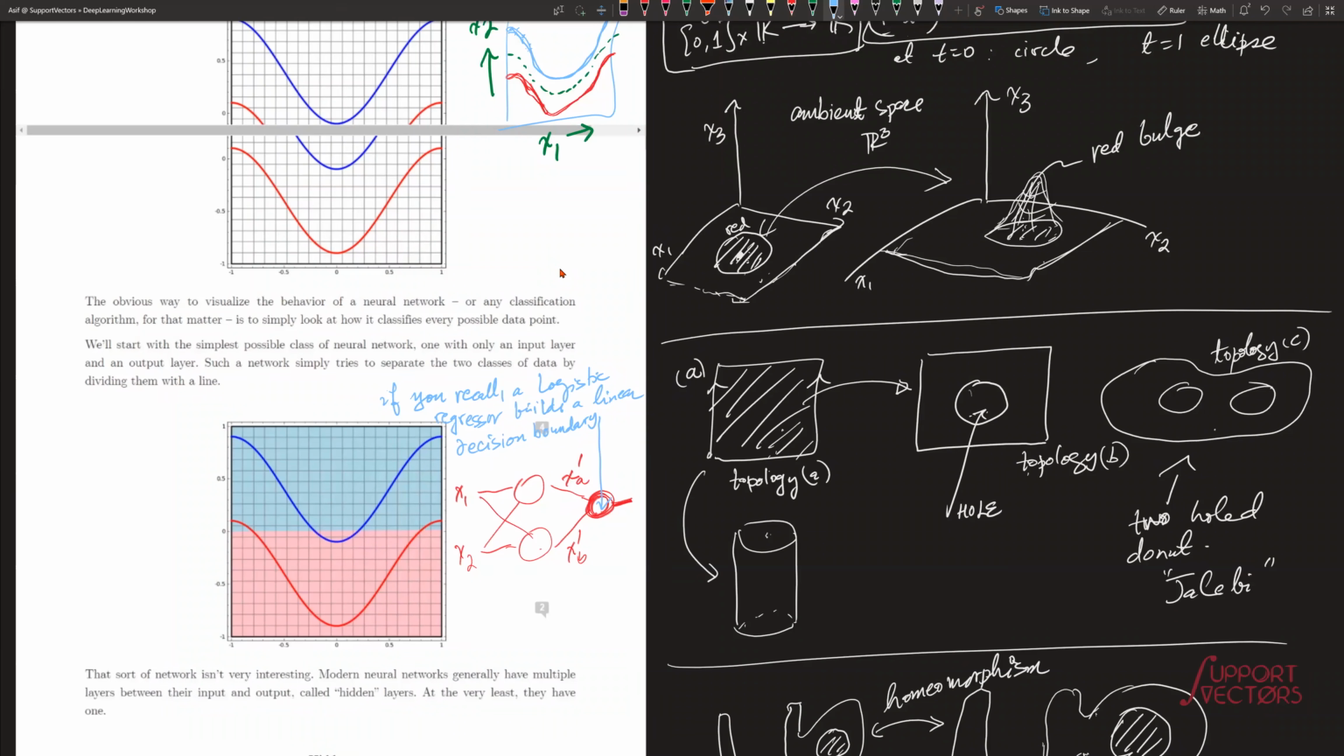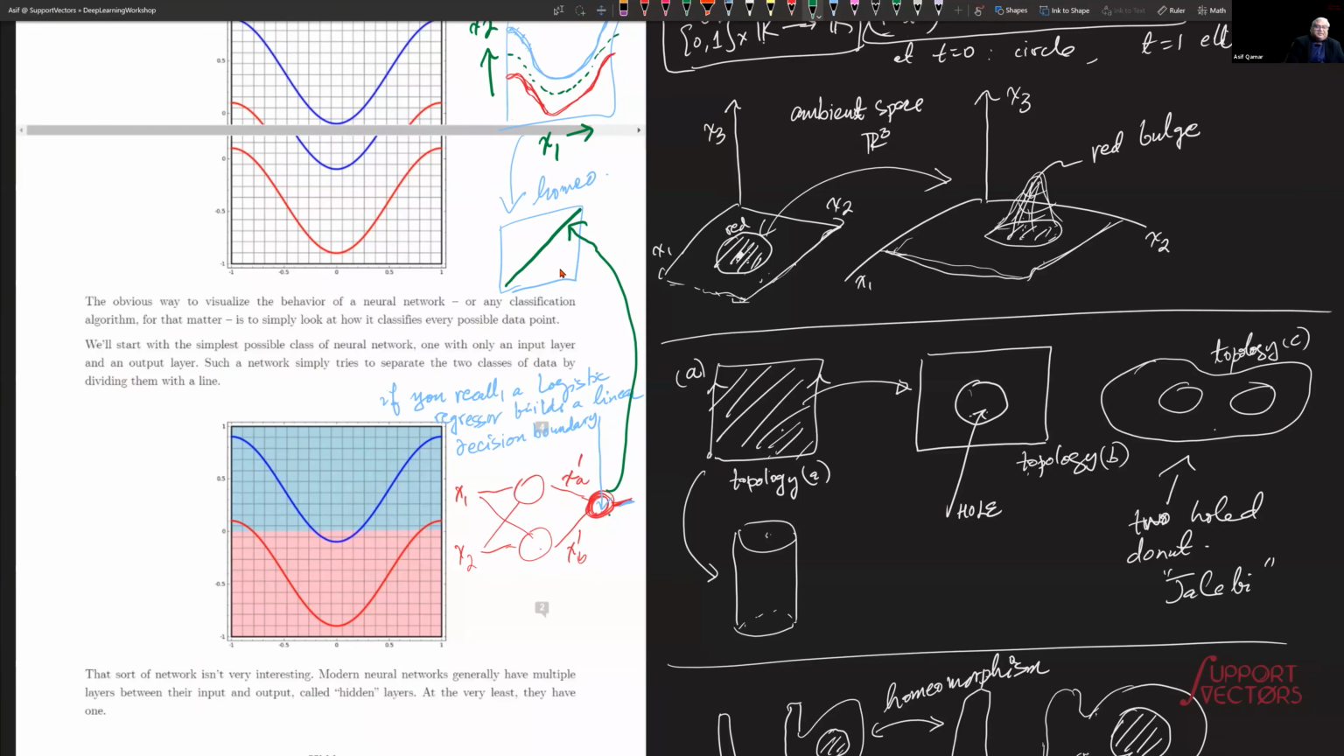So what does it mean? If this guy has to successfully classify, you need to take this space and somehow do a homeomorphism of this to some place where a straight decision boundary, let me mark it in green, would suffice. So this is the decision boundary that the last unit is building.